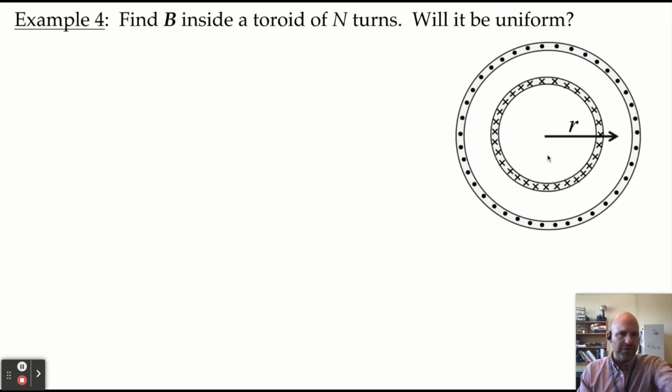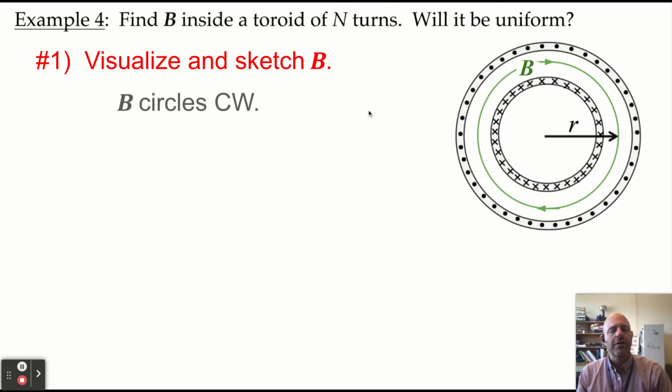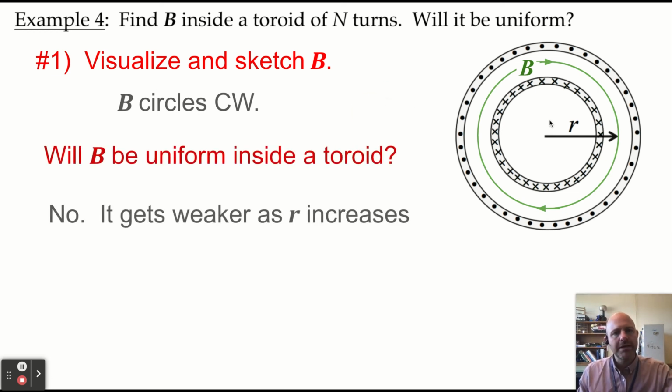So when we think of it, if we were to slice it, like slicing a bagel in half, you've got out of the page and into the page current coils, and we're interested in the magnetic field inside of that loop. Will it be uniform? Will it be different? Well, we know that the magnetic field circles inside there. Will it be uniform? No, because the further out you get, you're getting further away from the enclosed current, because only the little X's, the into the page currents, are going to show up there.